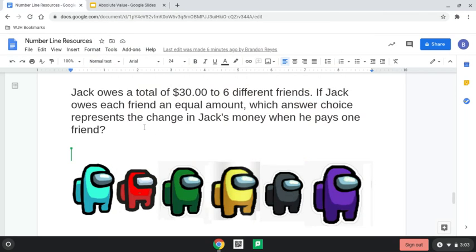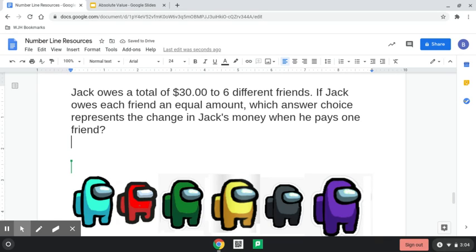Now let's check out a word problem. Jack owes a total of $30 to 6 different friends. If Jack owes each friend an equal amount, which answer choice represents the change in Jack's money when he pays one friend? So he owes 6 different friends a certain amount of money, and he owes all of them the same amount. What amount is that? Is probably our first question we need to ask ourselves. How much does he owe each friend?